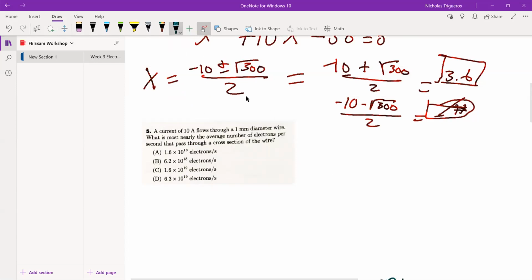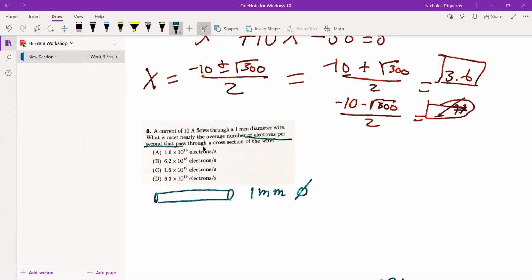Okay, so we have a current of 10 amps flowing through a 1 millimeter diameter wire. Let's draw our wire. One millimeter diameter. What is, most nearly, the average number of electrons per second that pass through the cross section? You may be wondering what the equation is to get the average electrons per second.